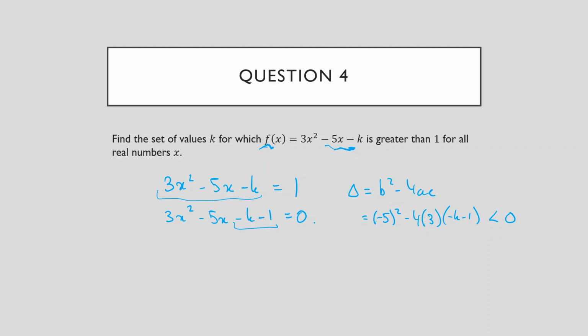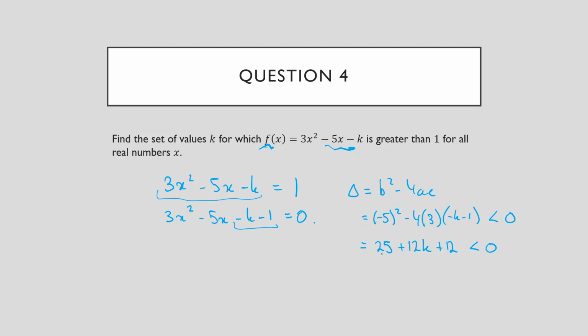Okay, so let's sort this out. Negative 5 squared is 25. Before I write minus, we've got negative 4 times 3 times negative k. Well, negative 4 times 3 is negative 12. Negative 12 times negative k is positive 12k. Do the same thing for negative 1 in here. Negative 4 times 3 is negative 12. Negative 12 times negative 1 is positive 12. And all of that has to be less than 0.